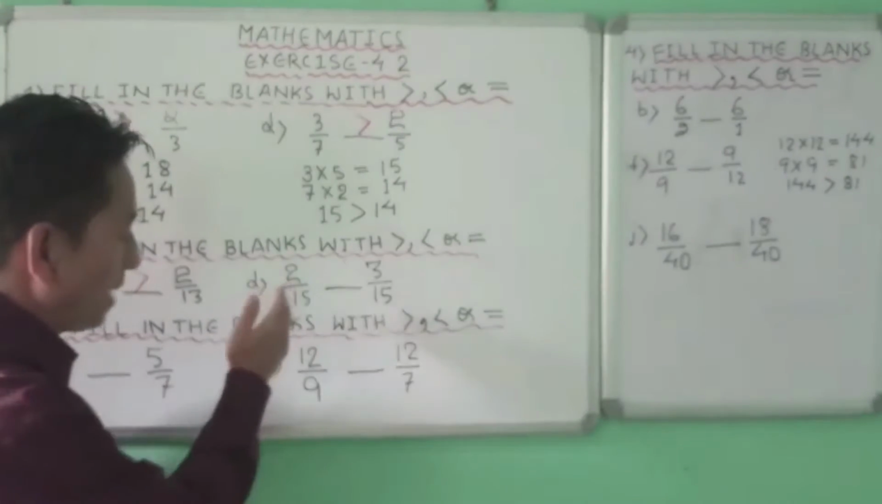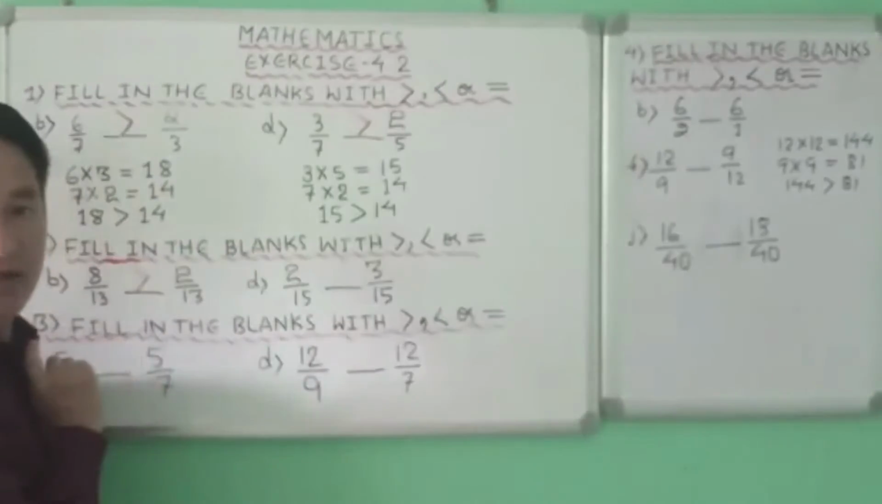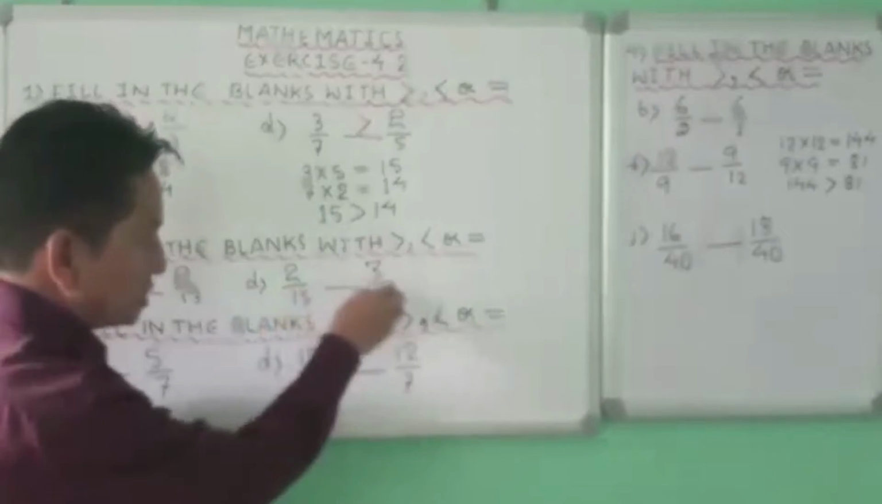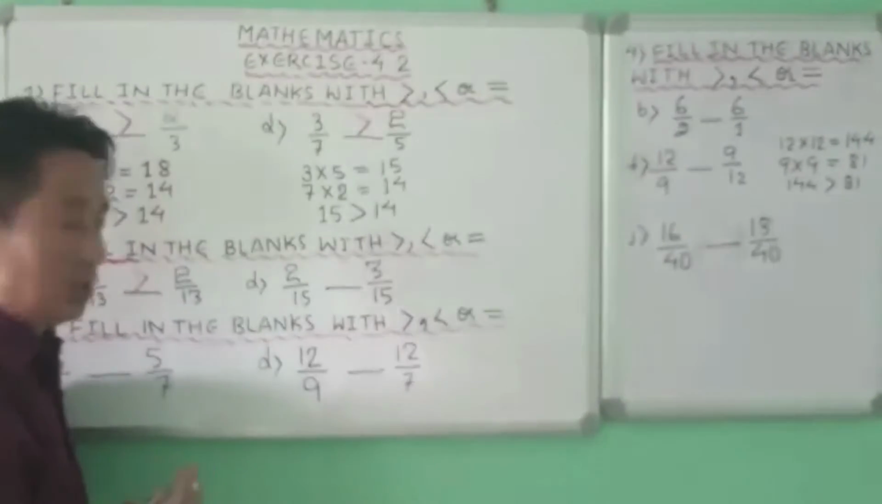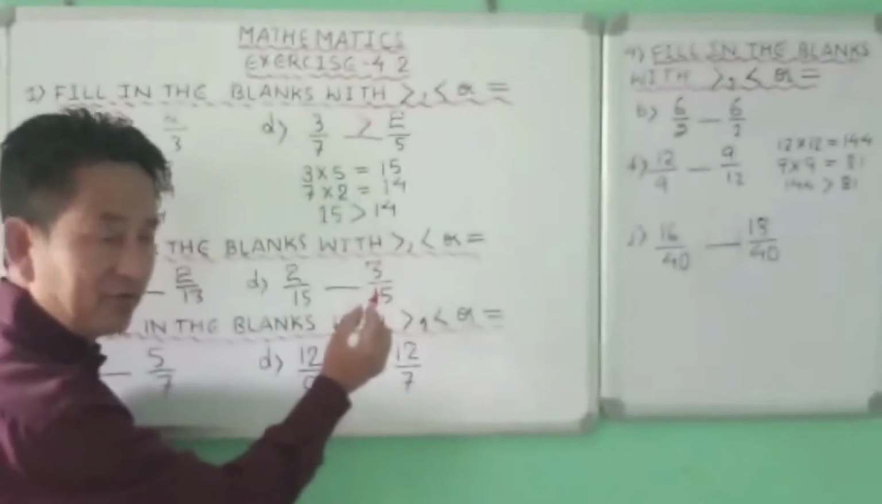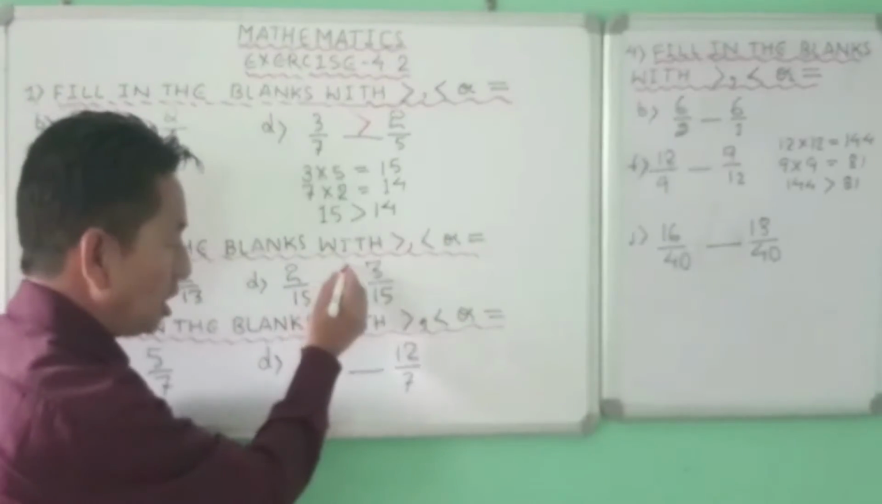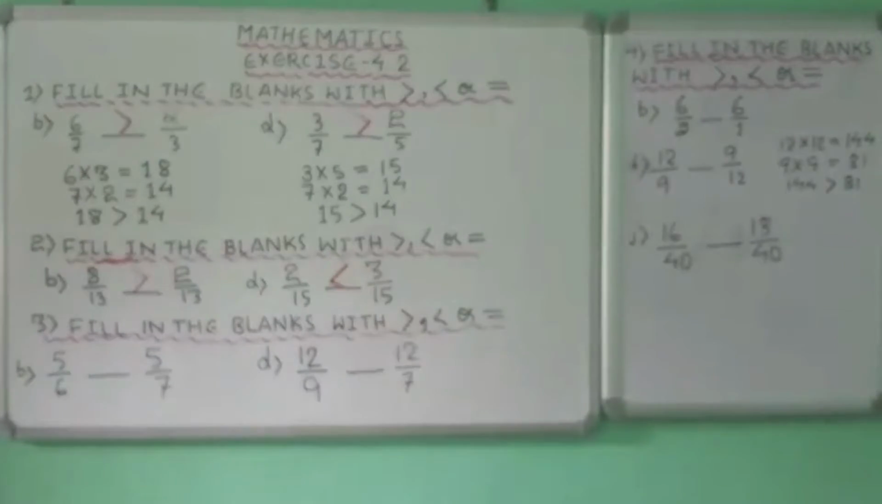Similarly here, 2 by 15 and 3 by 15, these two are like fractions as they have the same denominator. Omit this 15 and 15 here. So we'll write here 2 is less than 3, so we will turn the pointed end towards the smaller. So 2 by 15 is less than 3 by 15.